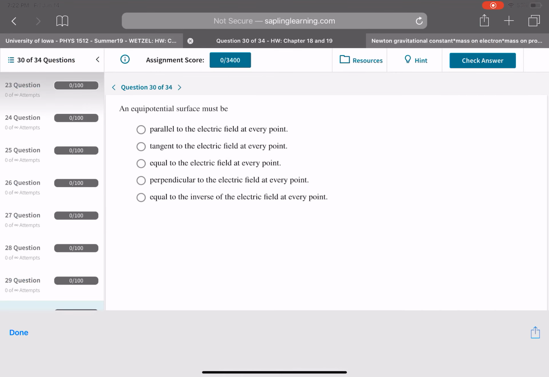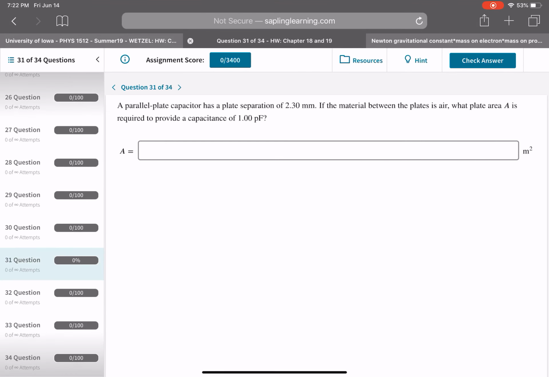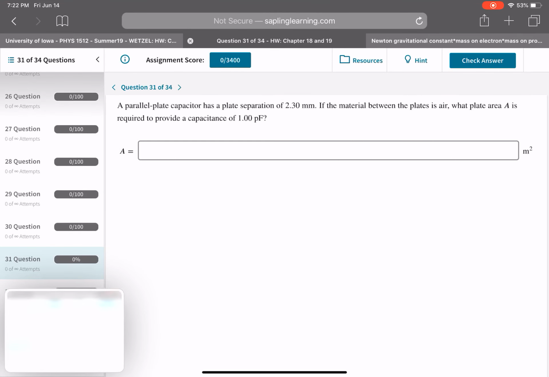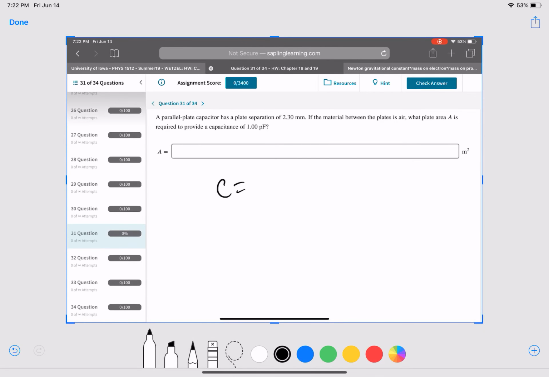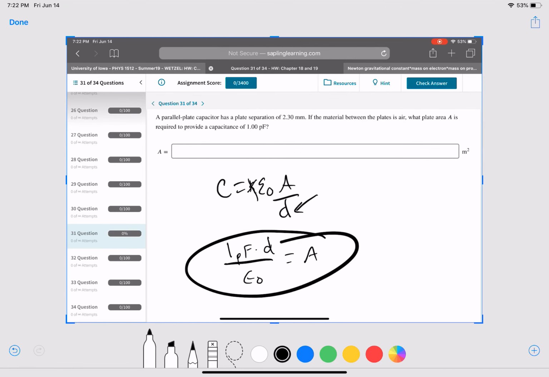All right, delete. And then 31, a parallel plate capacitor has a plate separation of 2.3 millimeters. If the material between the plates is air, what plate area is required to provide a capacitance of 1 picofarad? So we've got capacitance is epsilon naught A over D. We've got a separation of 2.3 millimeters. It's air, so this kappa value is 1, so we don't worry about it. Plate area is what we need, and we have 1 picofarad. So you have 1 picofarad times D divided by epsilon naught. That's going to be the area required.